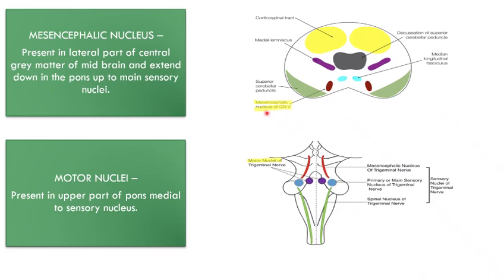Mesencephalic nucleus is present in the lateral part of the central gray matter of midbrain and extends down in the pons up to the main sensory nucleus. And motor nucleus is present in the upper part of pons, medial to the sensory nucleus.